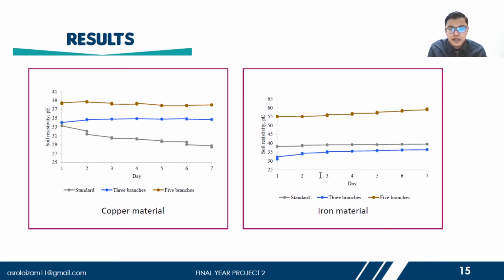Compared to the iron material, the 3 branches show low soil resistivity, and the 5 branch has higher resistivity. So in conclusion, for the iron material, the 3 branches are better for the grounding system compared to the standard and the 5 branch roads.